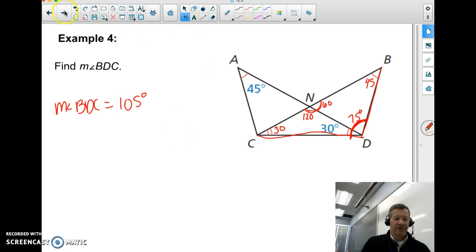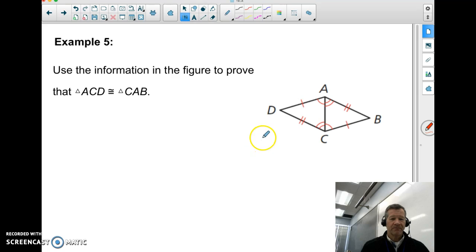So that took some work. Let's try one more. Use the information to prove that triangle ACD is congruent to triangle CAB. Well, we know these two angles are congruent to these two angles. Therefore, by the third angle theorem, angle D has to be the same as angle B. So we know angle B has to be congruent to angle D, and that's by the third angles theorem.